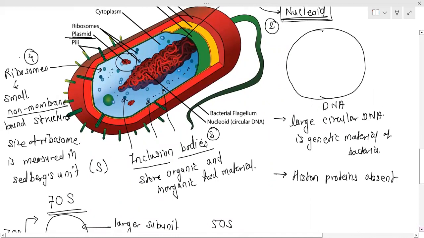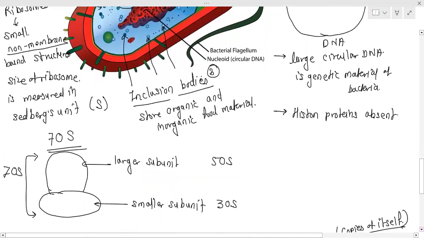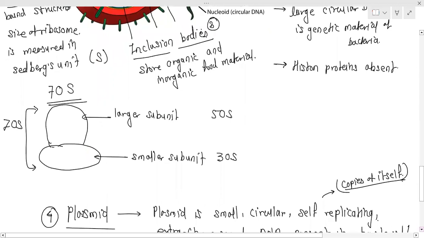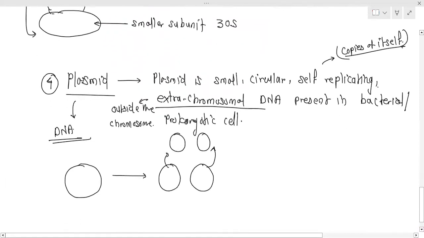Then there are ribosomes. What is the size of ribosome in a prokaryotic cell? Remember? It is small, made up of two subunits, small and large. But what is its size? 70S. And S stands for Svedberg's unit. Correct. Very good. Okay, then the next thing is about plasmid.